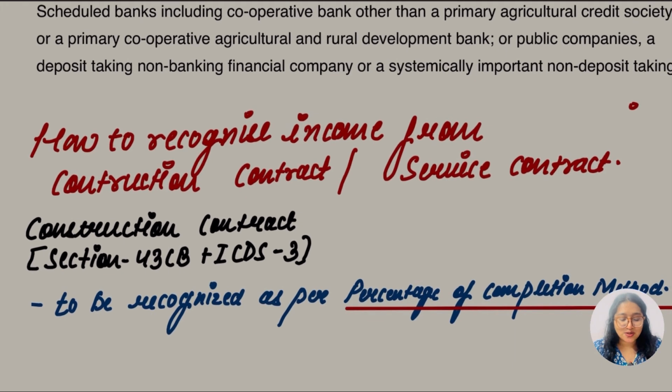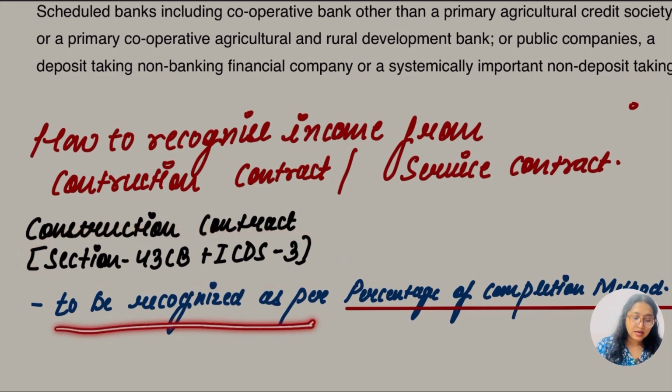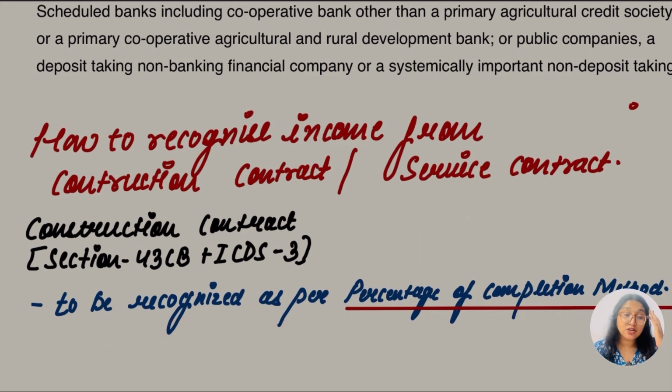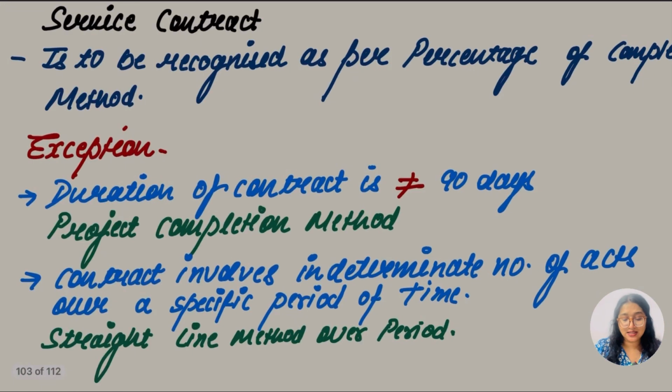Okay, so let's go for construction contract under section 43CB and ICDS 3, which is going to be recognized as per the percentage of completion method. As the completion of the contract is done, it is to be recognized as per ICDS 3 and section 43CB, which is related to the construction contract. So this was all about the construction contract.